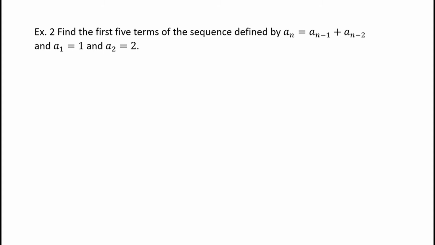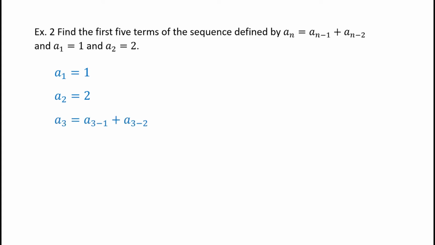Exercise 2. Find the first 5 terms of the sequence defined by a sub n equals a sub n minus 1 plus a sub n minus 2, and a sub 1 equals 1 and a sub 2 equals 2. This problem already gives us the first 2 terms. A sub 1 is 1 and a sub 2 is 2. Now we'll use the recursive definition to determine a sub 3.